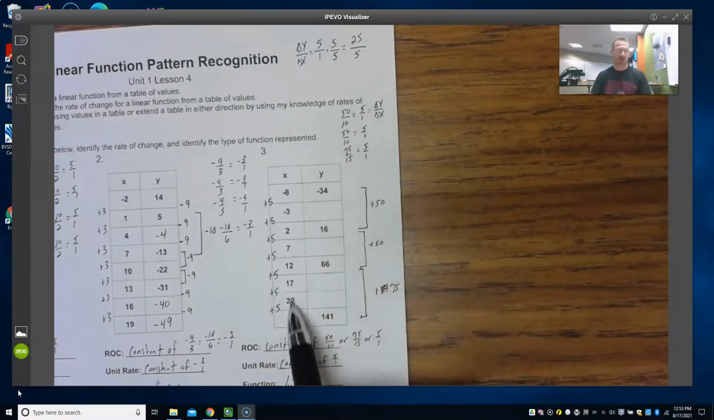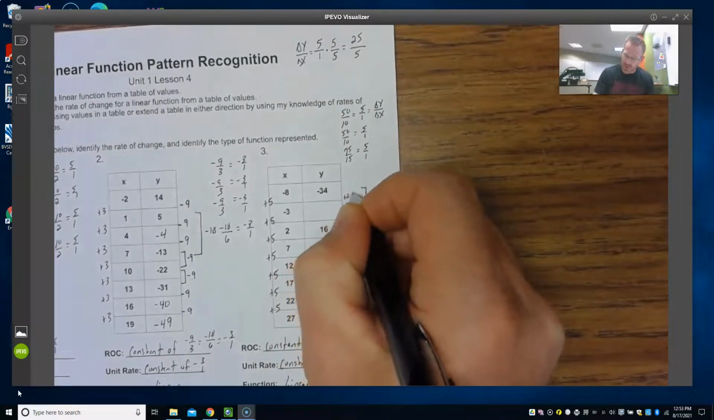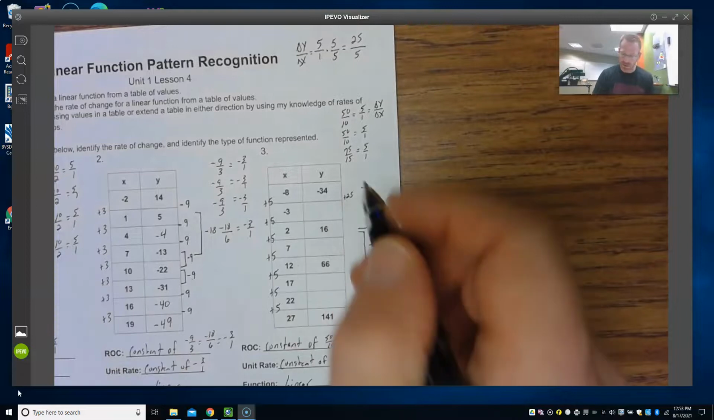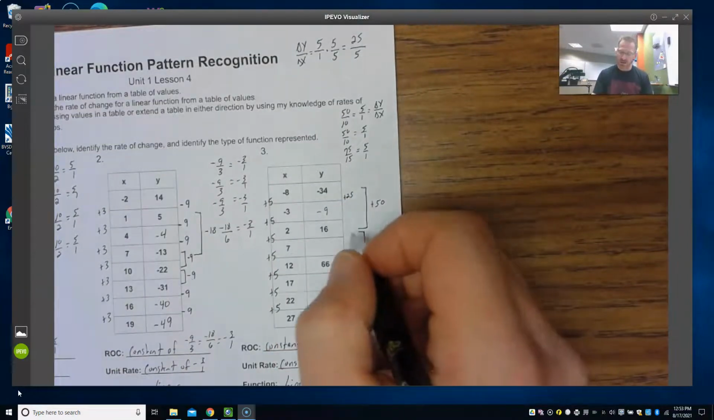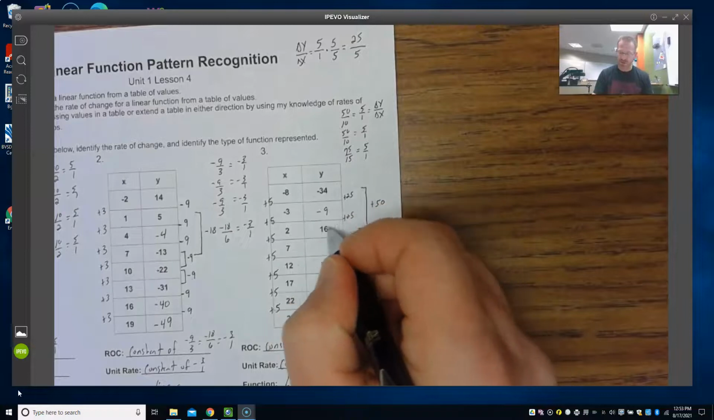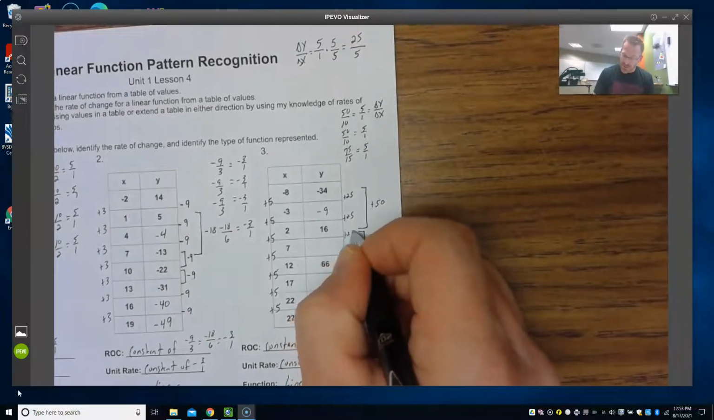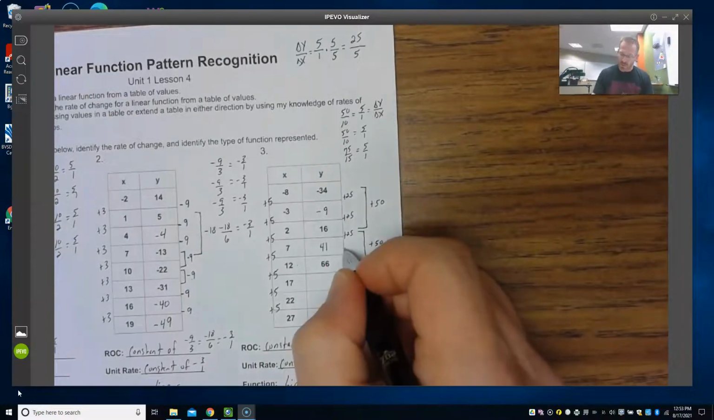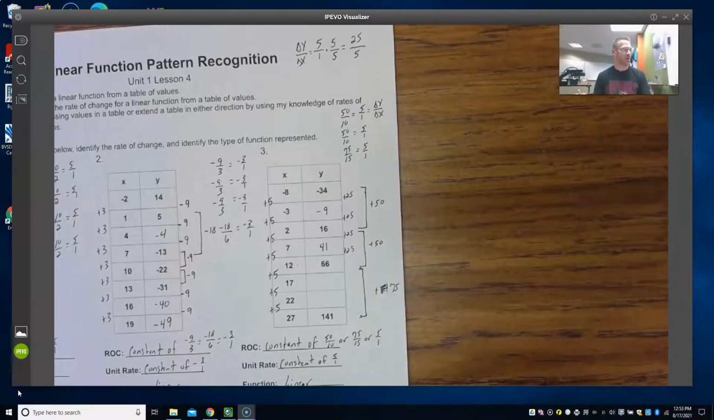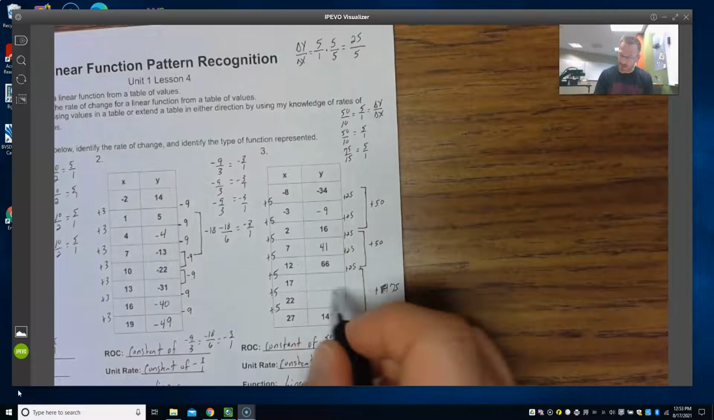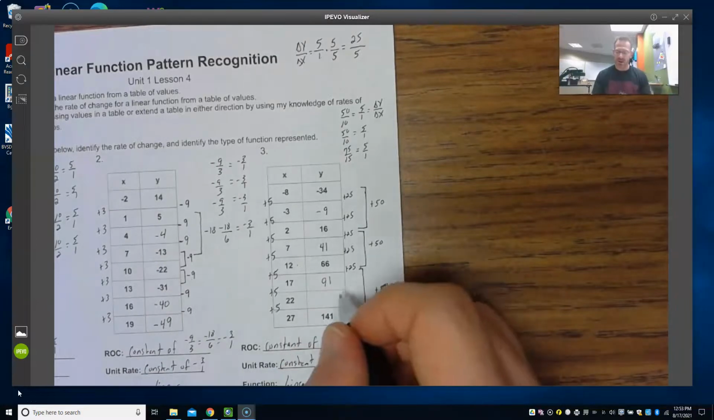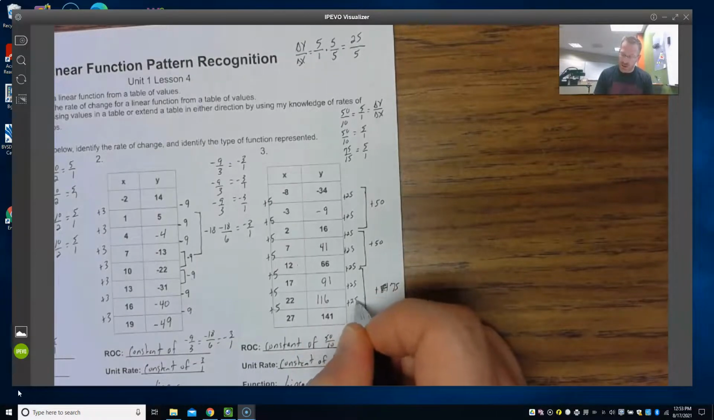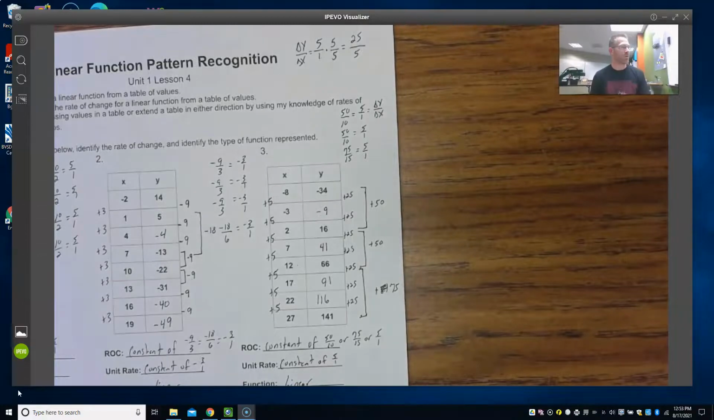And so now I have figured out how to do the rest of my table. So now I know this has to be plus 25. Negative 34 plus 25 is negative 9. And then this has to be plus 25. Negative 9 plus 25 is 16. 16 plus 25 is 41. 41 plus 25 is 66. Perfect. 66 plus 25 is 91. And then 91 plus 25 is 116, and then 116 plus 25 is 141.